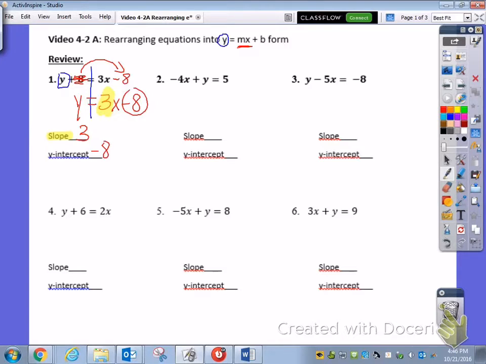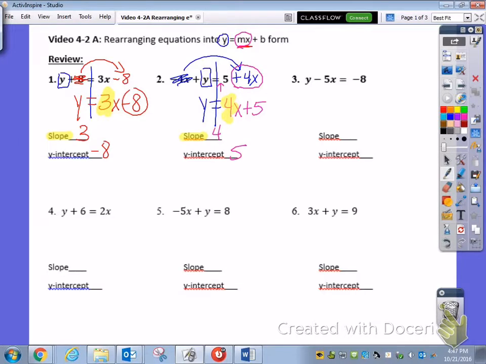So on number 2, I need to solve for y. So I'm going to move the negative 4x over when it becomes a positive 4x. Okay? So y equals, now a lot of you like to get in the habit of putting the x first. So this is a positive 4x, so 4x, and this is a positive 5, so plus 5. The number in front of the x is always your slope, so 4, and then the y-intercept is 5.